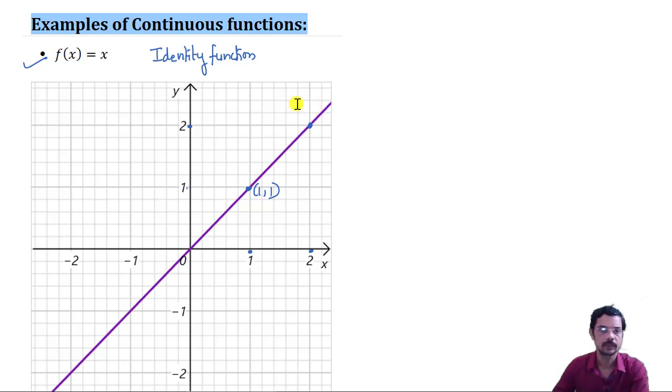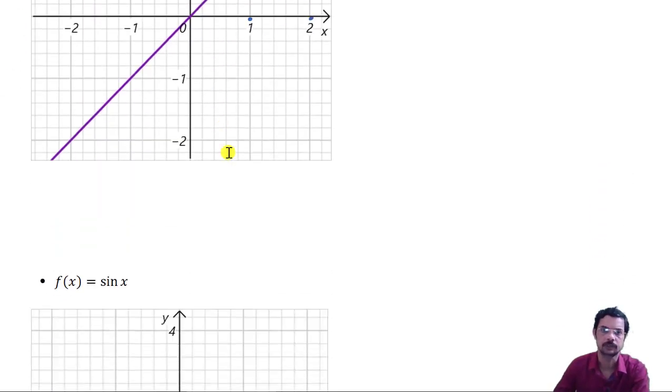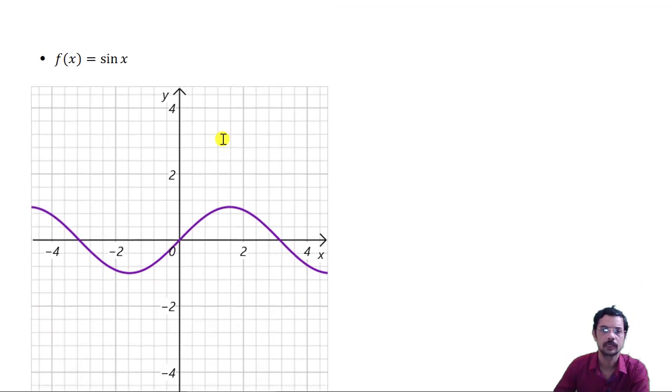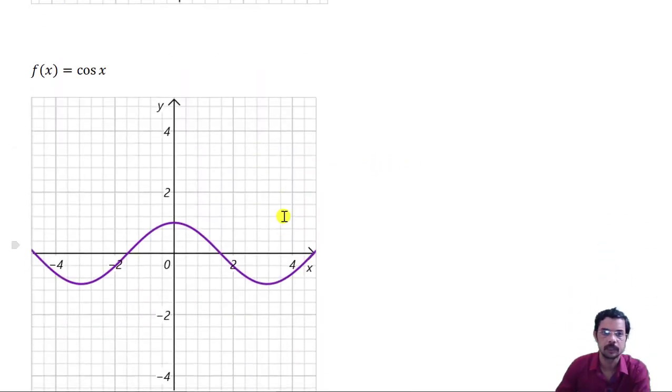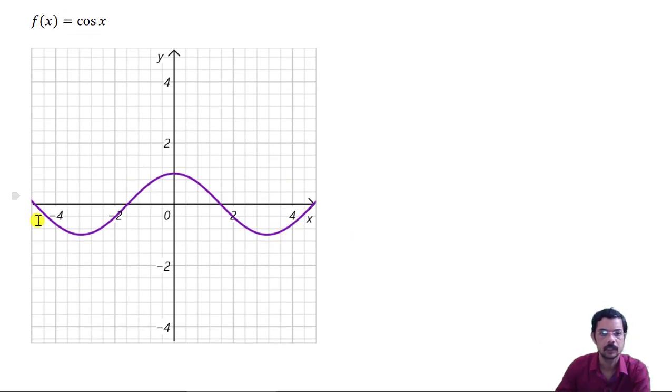Now we shall move on to the next example of continuous function. Look at the curve of sine. The sine curve is going again like this. It is a continuous curve. Throughout the real numbers it is defined and it is continuous. The next example would be of cos x. Here also the function is continuous. The graph is continuous without any break.